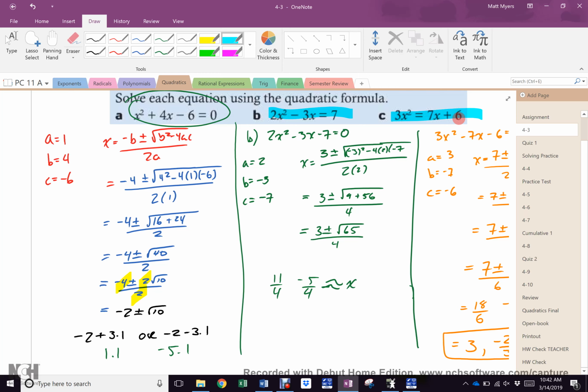No stress. Nothing to worry about. We're just practicing. This is another good one to check, because this one's going to be about 2.75 and about negative 1.25. Yeah. Hey. You know, right? Yeah. Okay, just making sure.